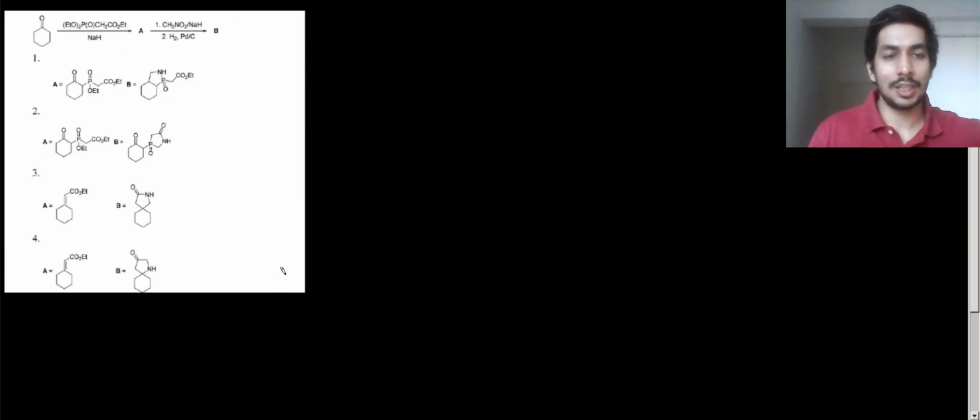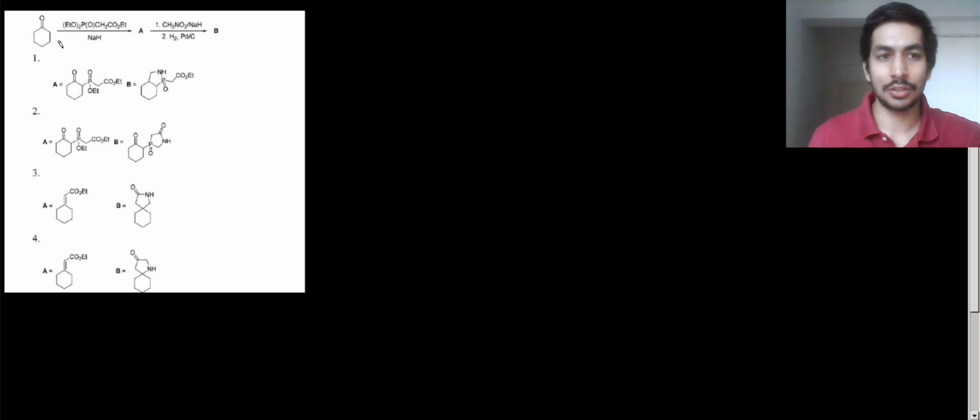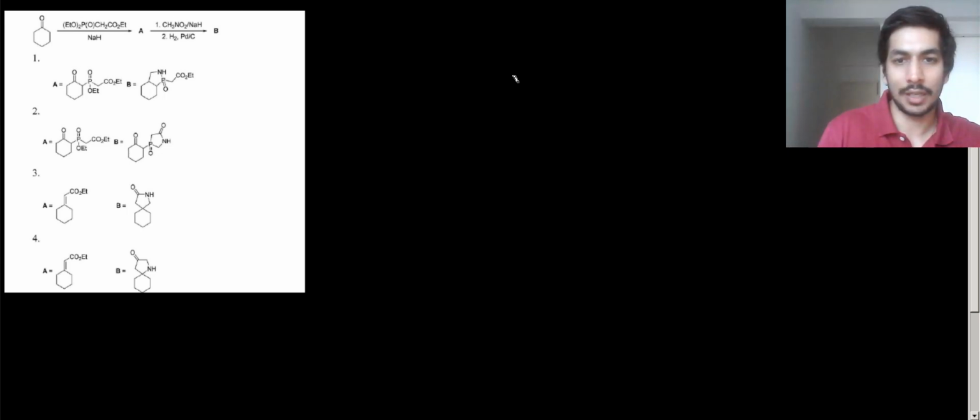Okay, so this one is again a name reaction. This is the Horner-Wadsworth-Emmons reaction. Basically it's, you can say, a derivative of the Wittig reaction. So we have a phosphonate over here, right?